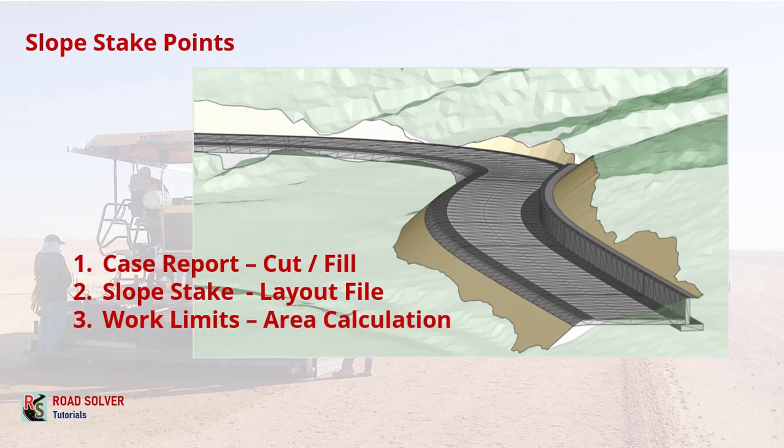Also the work limit area calculation. There is an area which is calculated, both cut and fill are coming. The total area which we are working, so that is the area calculation also. You can get it from the Road Solver reports. Now we will check in the program how it will work.